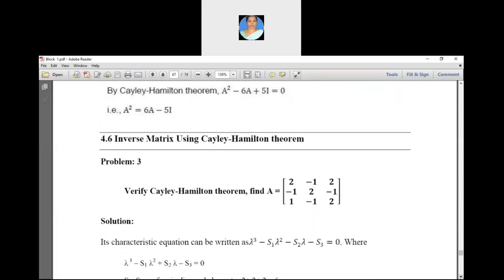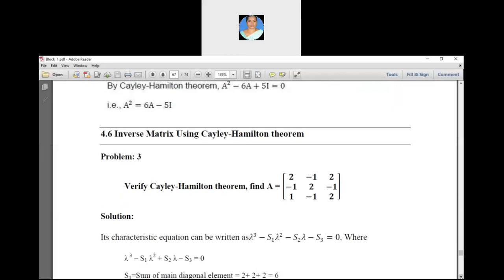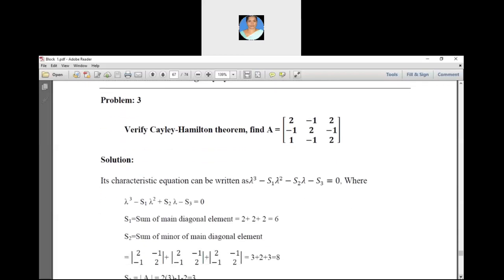Verify the Cayley-Hamilton theorem. Find A equal to [2, -1, 2; -1, 2, -1; 1, -1, 2]. This is our 3 by 3 matrix. Its characteristic equation can be written as lambda cube minus S1 lambda square plus S2 lambda minus S3 equal to 0.